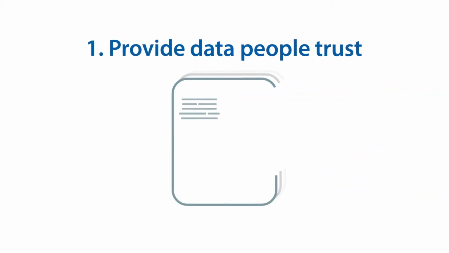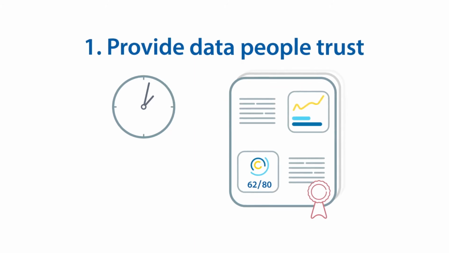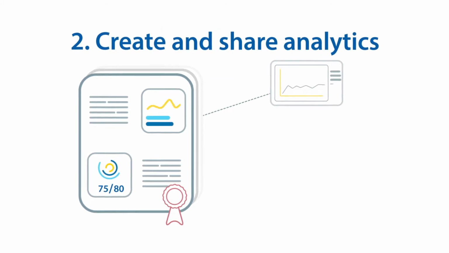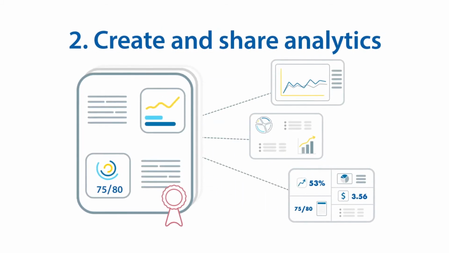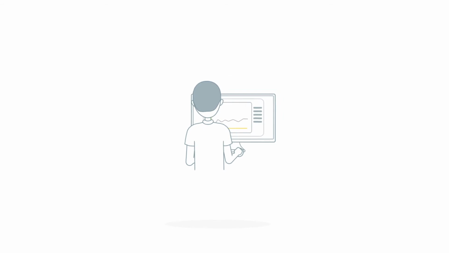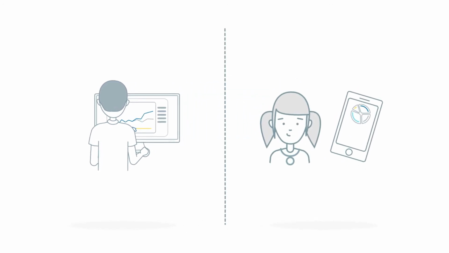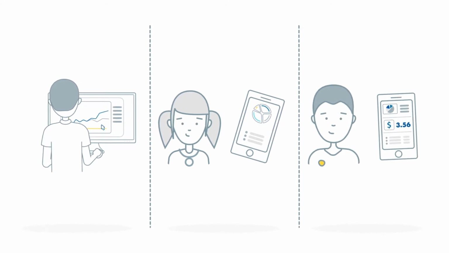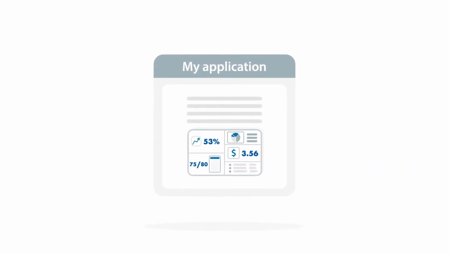First, provide data people trust, progressively deploying data that's accurate, integrated, timely, and consistent. Second, make it easy to create and share analytics in different ways with different audiences. Analysts should get tools, executives should get interactive dashboards, and operational workers should get intuitive information apps that help them optimize their daily tasks.